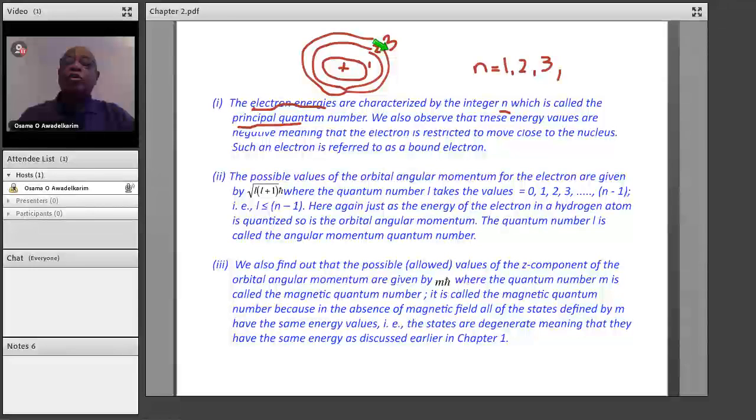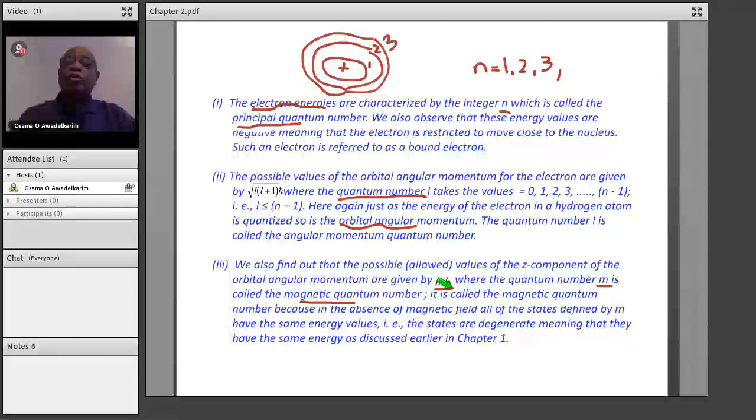Also, we find another number, which is quantum number L, okay? And it takes the values 0, 1, 2, 3 up to n minus 1. And this quantum number is called the orbital angular momentum quantum number. And then there is a third quantum number, m, which is called the magnetic quantum number. And it gives us the component of the angular momentum along the z direction.